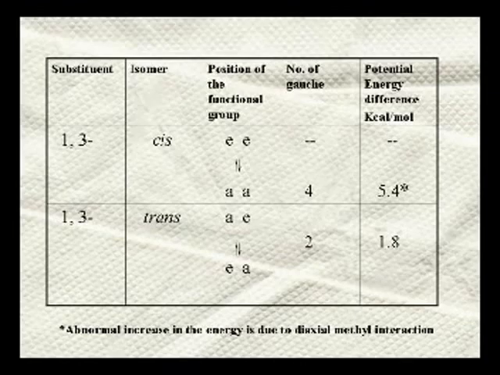Due to that, this particular axial equatorial or equatorial axial combination for 1,3 trans is somewhat minimum energy. That is 1.8 kilocalories is the difference. Next, let me go to 1,4 disubstituted cyclohexane. First, let me start with the cis isomer. That is the axial equatorial combination or equatorial axial combination for cis. There, the potential energy difference is 1.8 kilocalories since there are only two gauche interactions.